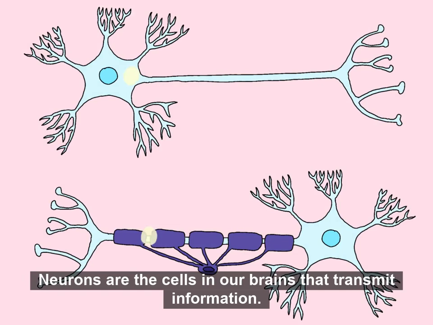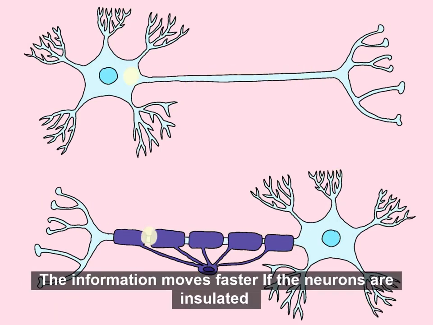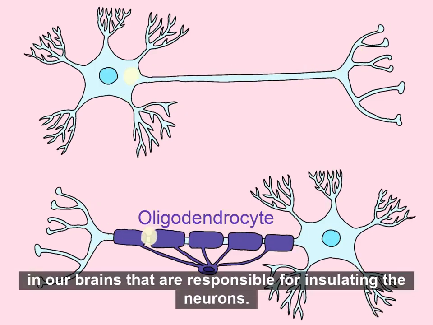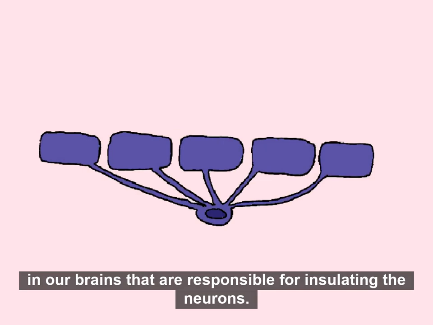Neurons are the cells in our brains that transmit information. The information moves faster if the neurons are insulated. Cells called oligodendrocytes are cells in our brains that are responsible for insulating the neurons.